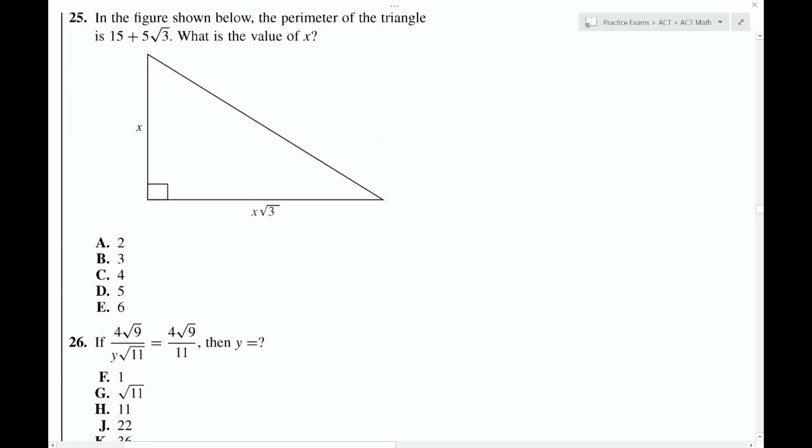In the figure shown below, the perimeter is this. What's the value of x? It's going to be 5. You can see the 5 rad 3 already sort of peeking out here. But if you didn't know that, let's see how to do it the long way.